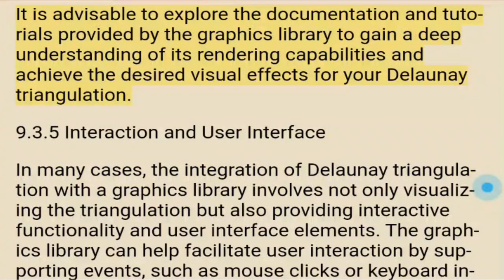It is advisable to explore the documentation and tutorials provided by the graphics library to gain a deep understanding of its rendering capabilities and achieve the desired visual effects for your Delaunay Triangulation. 9.3.5 Interaction and User Interface. In many cases, the integration of Delaunay Triangulation with a graphics library involves not only visualizing the triangulation but also providing interactive functionality and user interface elements.